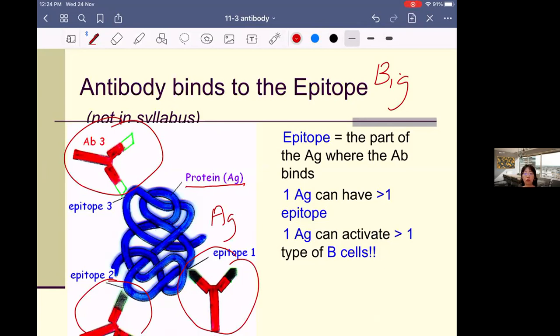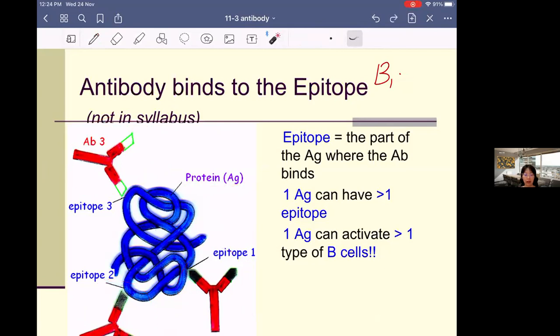Like the diagram shown here, it only binds to a small section of the antigen, like this part here, this part here, and this part here. This small section of the antigen where the antibody can bind is called the epitope. That's why you see epitope 1, epitope 2, and epitope 3, all with different shapes, because they are different sections of the antigen.